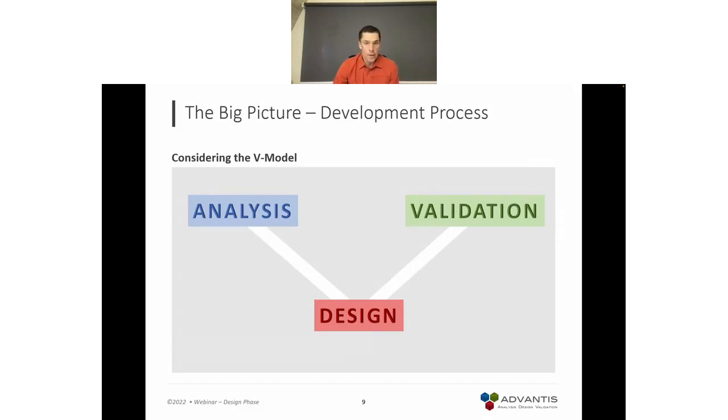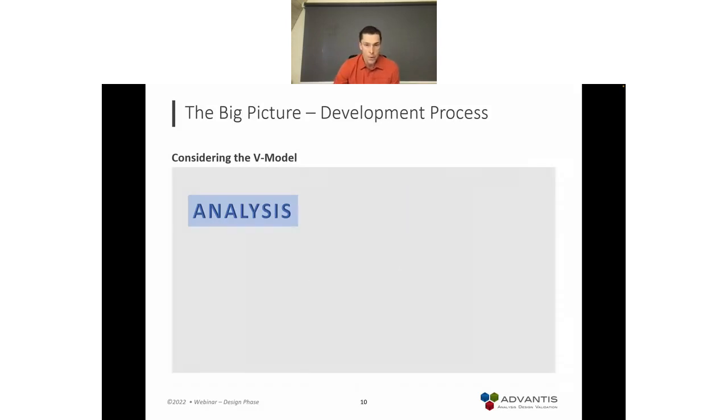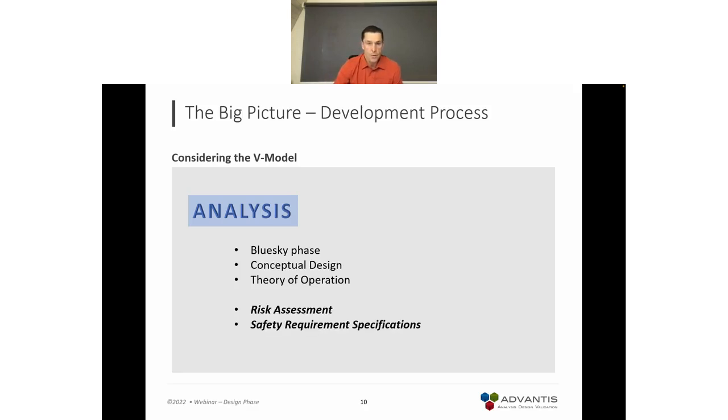So looking at the analysis phase, this is what we consider the blue sky phase, where your conceptual design will take place and where you write your theory of operation. And then as far as risk assessment goes, this is where you at least start the risk assessment and take it as far as possible before starting your design. When we talk controls, this is where you would also word out your safety requirement specification. Whatever is in bold on the slide is within the scope of Advantis. This is what we cover within Advantis.